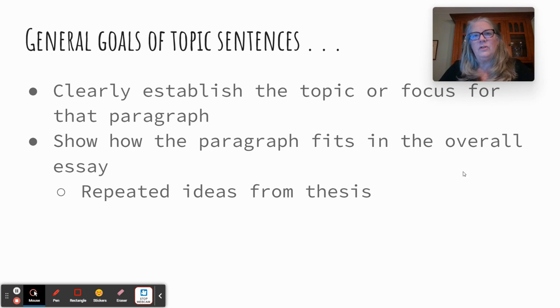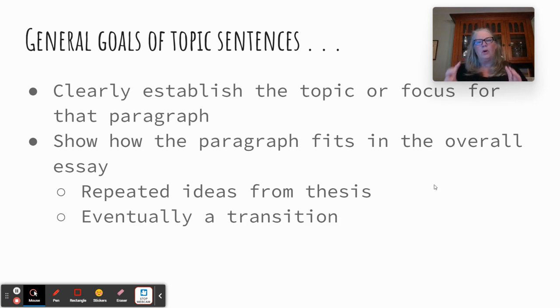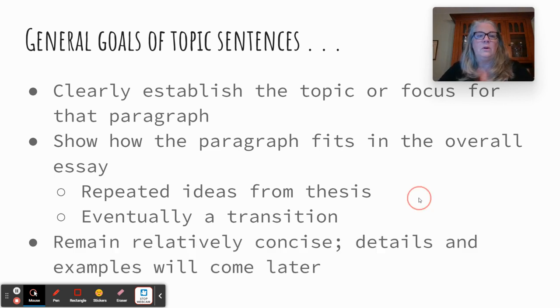So some ways that you'll do that in general, and we're going to talk about how to do this in particular with the Unit 4 essay, is repeating ideas from the thesis. If you repeat ideas from the thesis in the topic sentences, it's going to show how that topic sentence connects to the whole argument. And then eventually, when you start putting these into the essay, you will have a transition from the previous paragraph that helps to make those connections and make things flow.